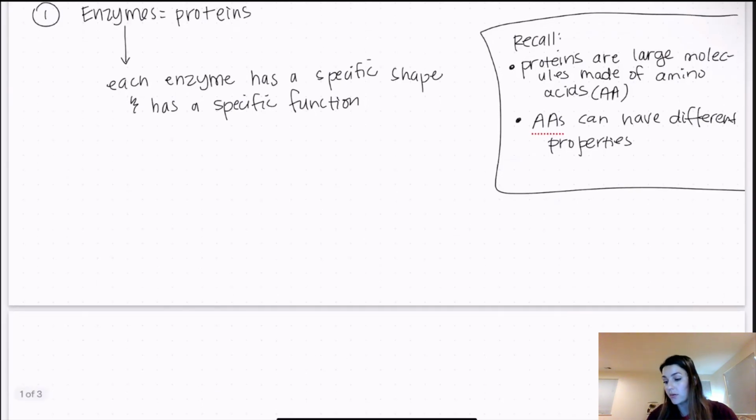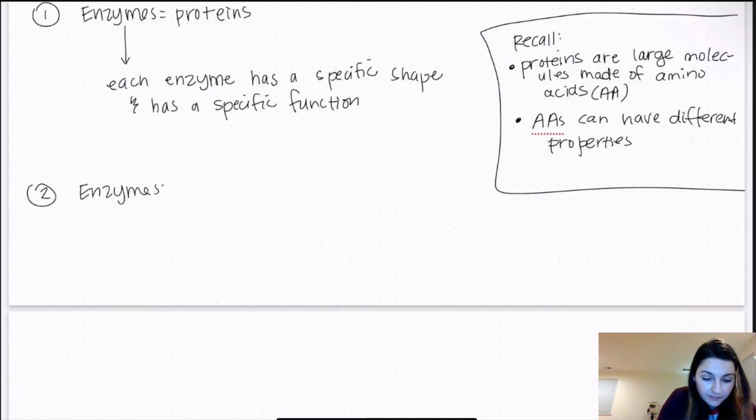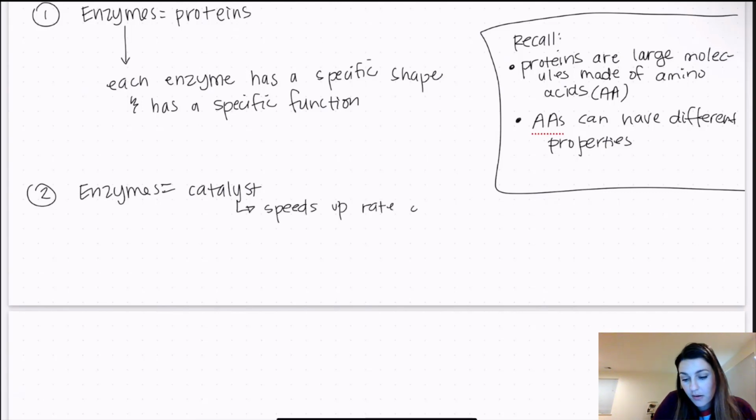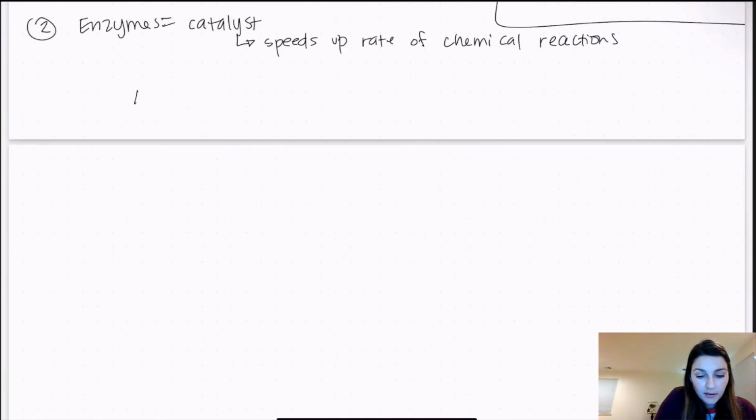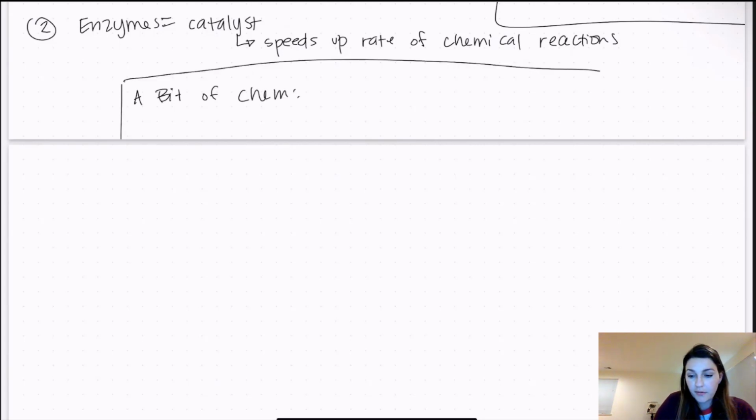Enzymes are also catalysts. That's the second thing. Remember, the second thing is that enzymes are catalysts. A catalyst is something that speeds up the rate of chemical reactions. And just a little bit of chemistry here. So here's our bit of chem that we'll talk about.